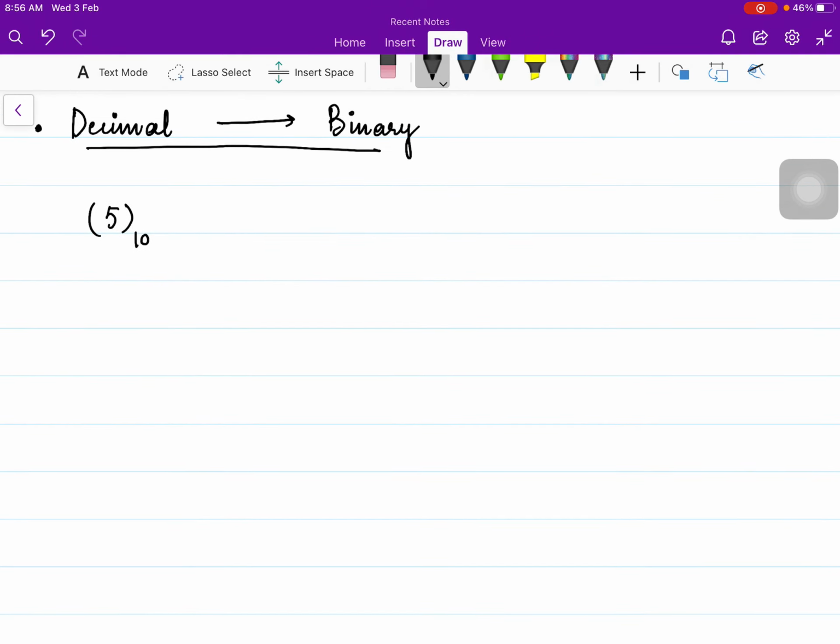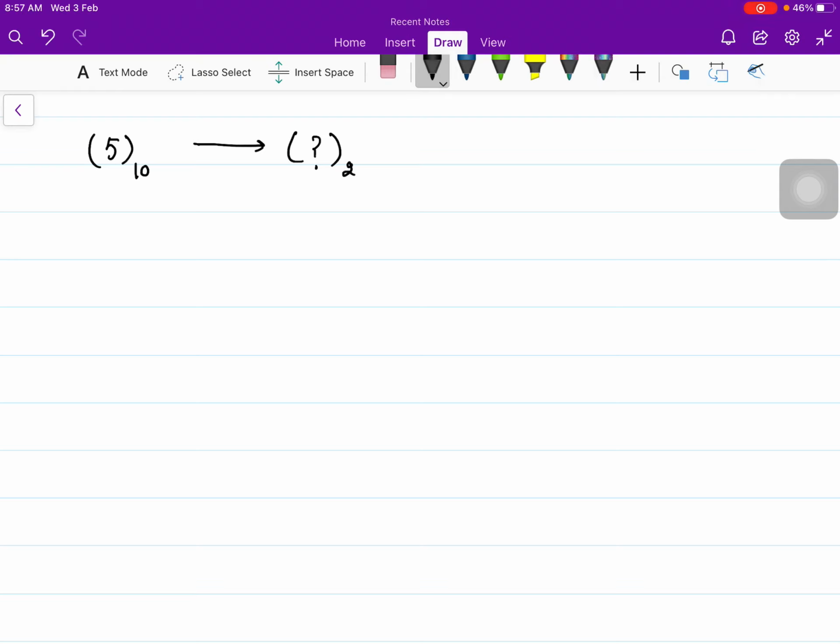And if you are asked to convert it into binary, then you will be given it like this. The question will come directly like this, and you yourself have to understand, looking at the base, that you are being asked to convert decimal to binary. Decimal number system has base 10 and binary number system has base 2. Now let us start the conversion.